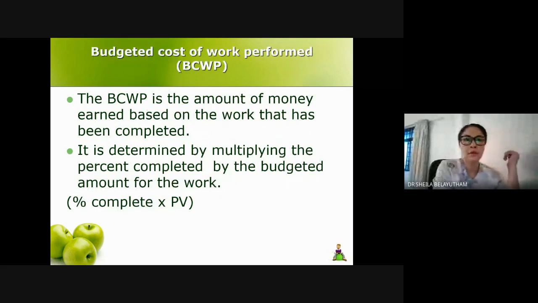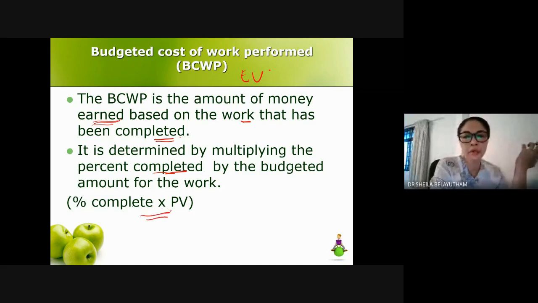The next one is the budgeted cost of the work performed, the earned value. This is the amount of work earned, very important, earned based on the work that has been completed. It is determined by multiplying the percent completed by the budgeted amount for the work. If you have completed 100% of the activity budget, it will be 100% of the budgeted amount. Basically the percent complete, or percent progress, times the planned value will be your earned value.